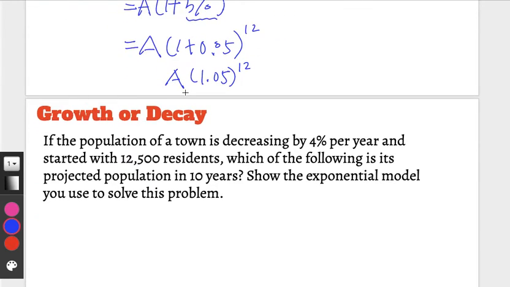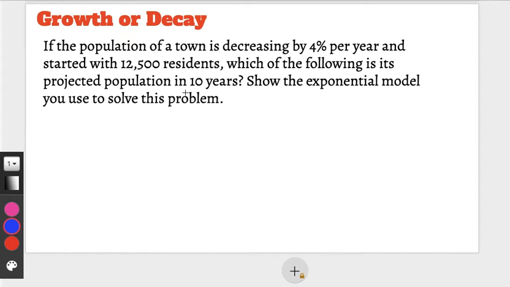So now let's see the last example. If the population of a town is decreasing by 4% per year, and we start with 12,500 residents, which of the following is its projected population in 10 years? So as you can see, the key word here is decreasing, so it's indicating we are going to use exponential decay. And also 4% is going to be our decay rate. So let's put in the values there.